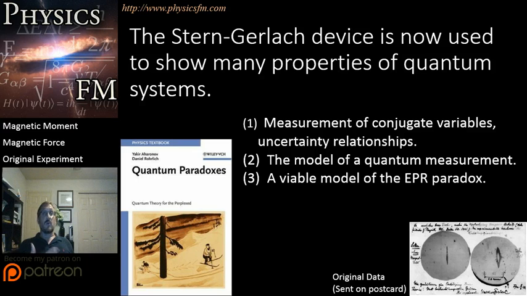It's also used in quantum paradoxes, for example, for a model of quantum measurement. It's a very interesting way to do that: just go through this one experiment and show you what's actually happening and how that relates to, say, the von Neumann model of quantum measurements. That's what they do in quantum paradoxes, and something I might explore here later on as well. It's also a viable model of the EPR paradox.